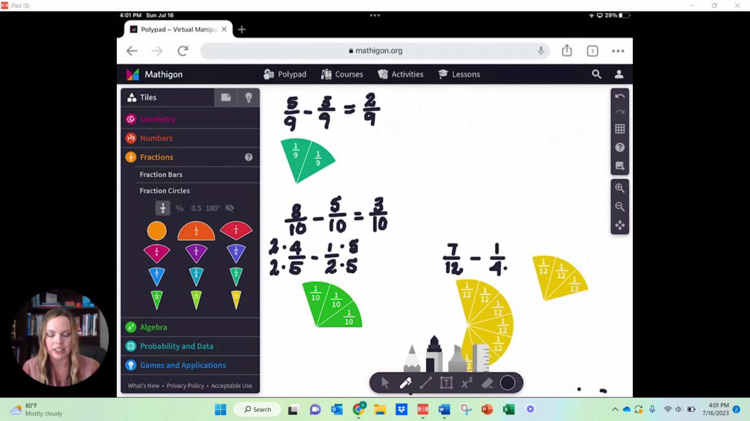In doing so, I needed to cut that 4th into 3 pieces. So my whole, if you think about all 4 of the 4ths, had to be cut into 3 pieces. Each 4th had to be cut into 3 pieces. So I have 4 times 3, which is 12 pieces. And then because of that, I've got 1, 2, 3 that my 1 has been cut into. So that 1/4 becomes the 3/12. So this one didn't have to be renamed. The 7/12 stayed as it was, but the other one needs to be renamed into 3/12.